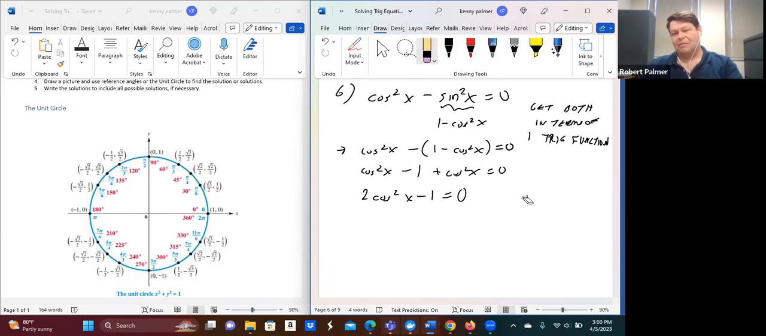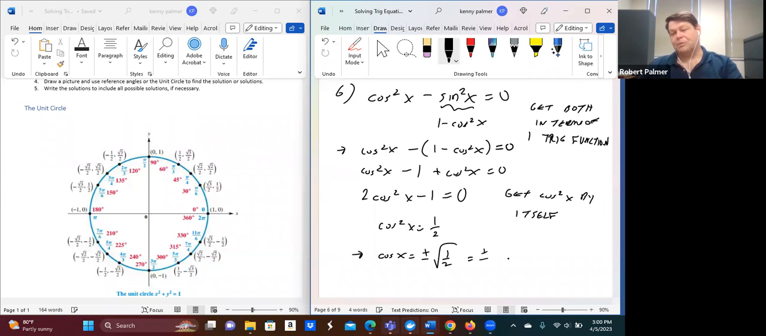Let's get cosine squared x, not theta, sorry, cosine squared x by itself. Okay, and so if I add 1 and divide both sides by 2, I have cosine squared x is equal to 1/2. Now, once again, since you take the square root of both sides, this gives me cosine x is equal to plus or minus the square root of 1/2.